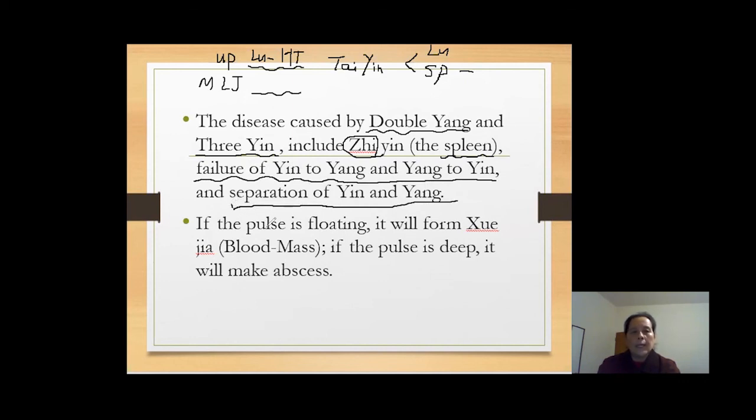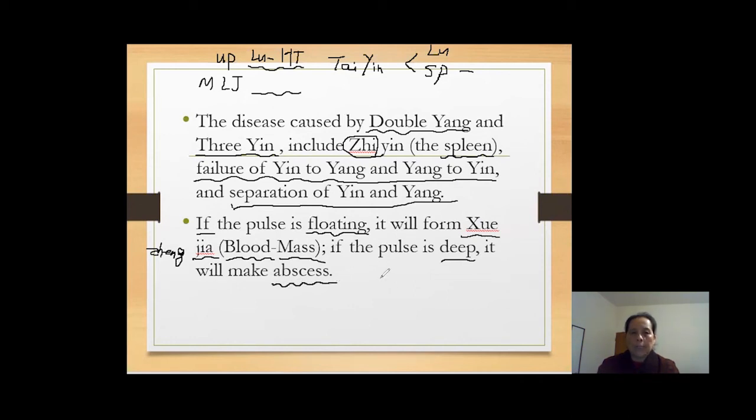So in these kind of conditions, if the pulse is floating, they still have different kinds of condition. If the pulse is floating, it will cause some xue jia, jia, the same meaning we talk about zheng jia in your internal medicine. Why are masses formed by qi stagnation? Why by blood stasis? So xue jia means caused by blood, this is a kind of mass. If the pulse is deeper, that will form some abscess.